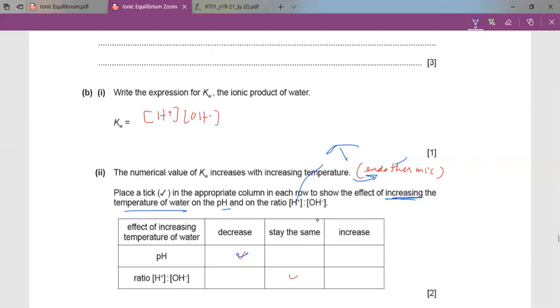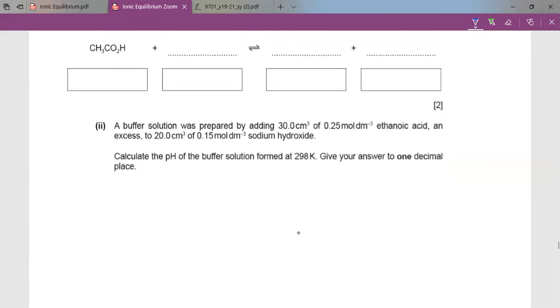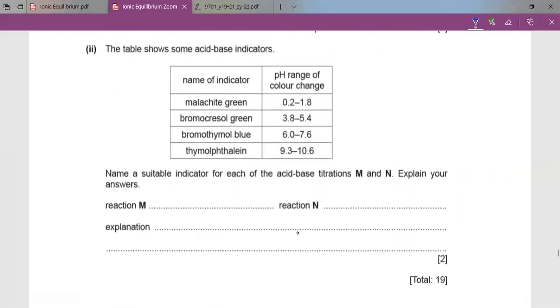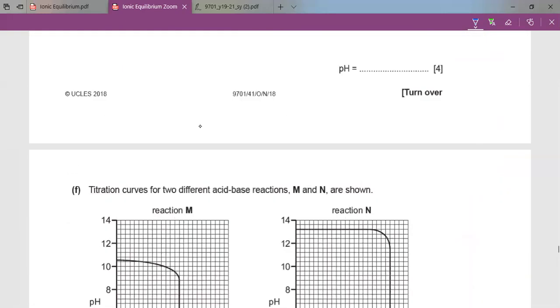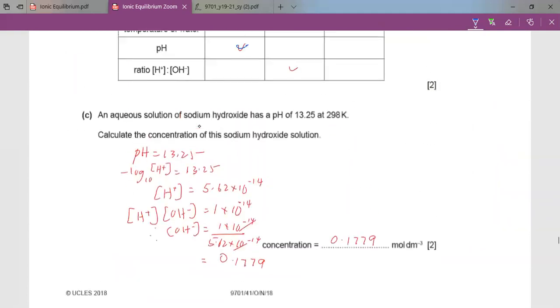But the ratio remains the same, because here H2O gives you 1 mole of H plus and 1 mole of OH minus. More dissociation, but the ratio is still the same. So this is how they trick you.